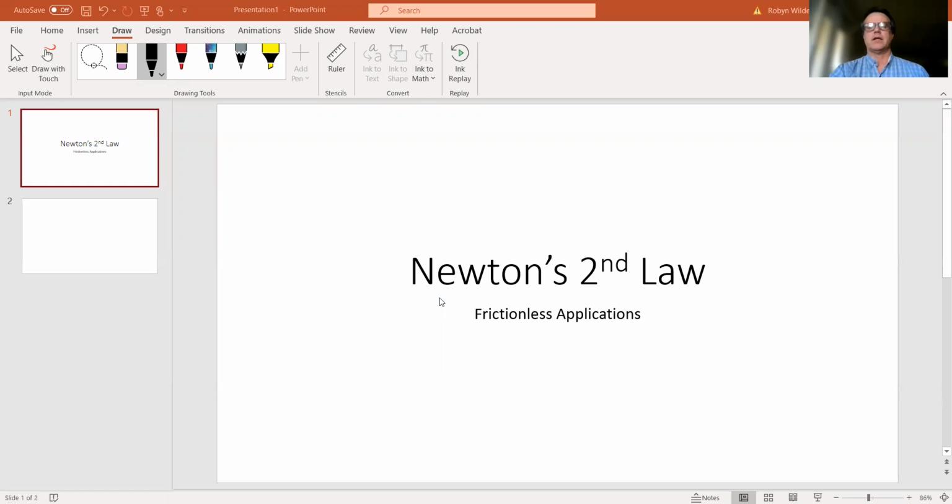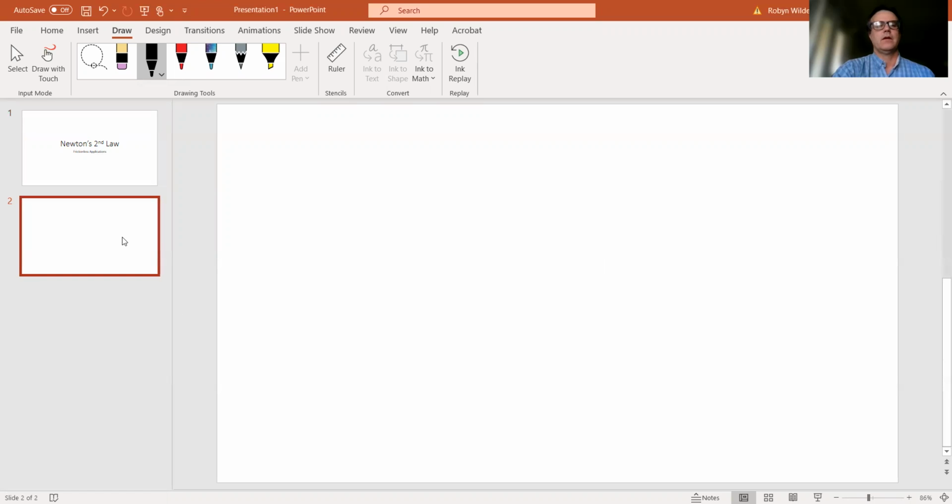So you can see I've got Newton's second law, frictionless applications. And this is what I kind of lectured over in the class, maybe a little more condensed version of that. But also you will see the situations that are in the week 4 lab activity. So first of all, let's talk about some of the forces that we see near the Earth.